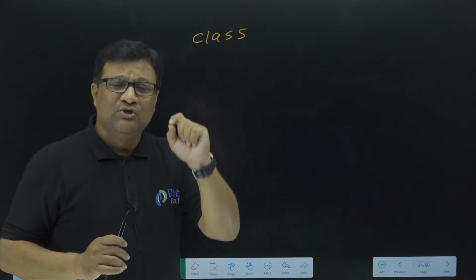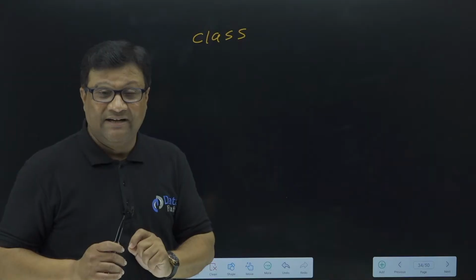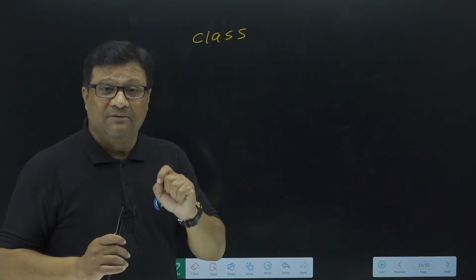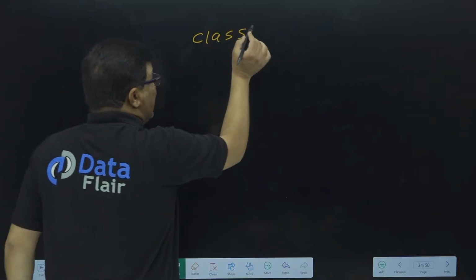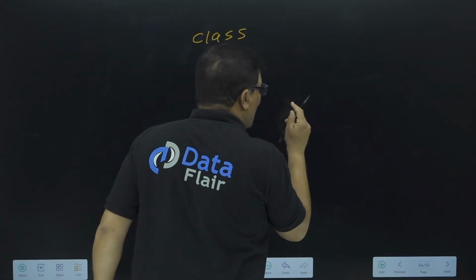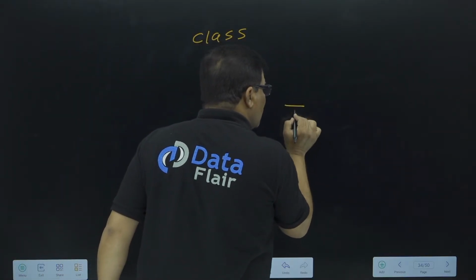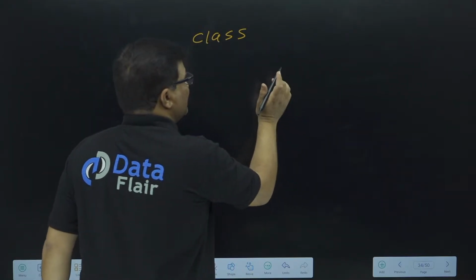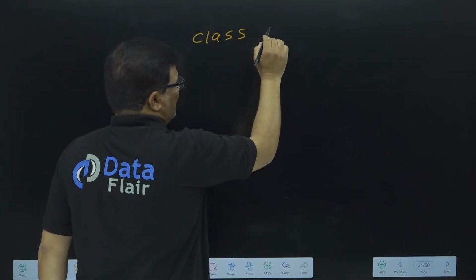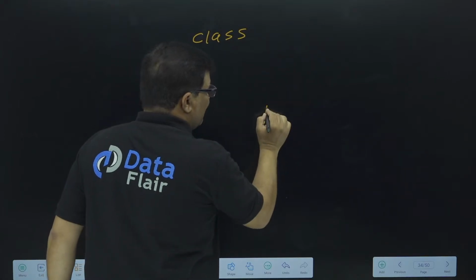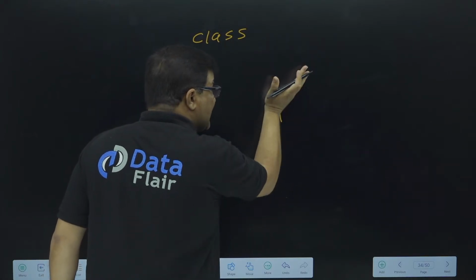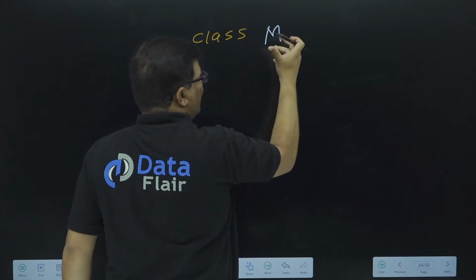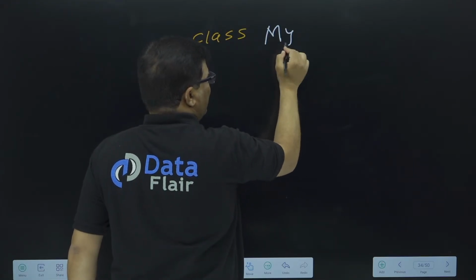So Java uses camel convention. What does it mean? In Java, the name of a class always starts with a capital first letter. Suppose I need to make my class name MyClass. The first letter must be capital: in my, M must be a capital letter and then y is a small letter, and then Class.